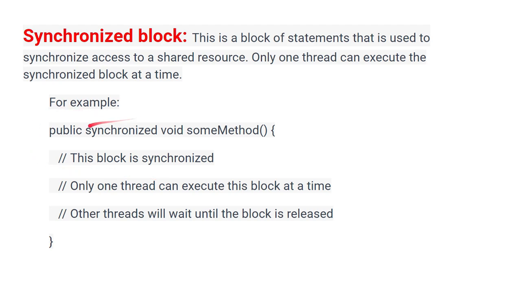So this is the public keyword, and we are using the synchronized keyword to create a void sub method. Once you use synchronized here, it becomes a synchronized block, or separately we can create a synchronized block also, like a static block. Only one thread can execute this block at a time. Other threads will wait until the block is released. So like that you can use the synchronized keyword to create a block.